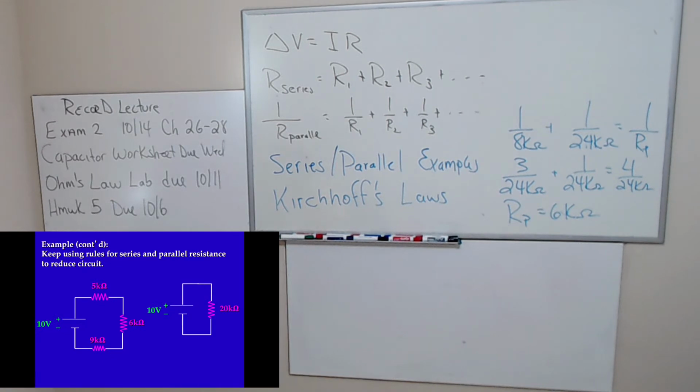Now I have the 5, the 6, and the 9 in series. I add those up. 5 plus 6 is 11. 11 plus 9 is 20. So now I have 20 kilo ohms. So that's my total resistance.